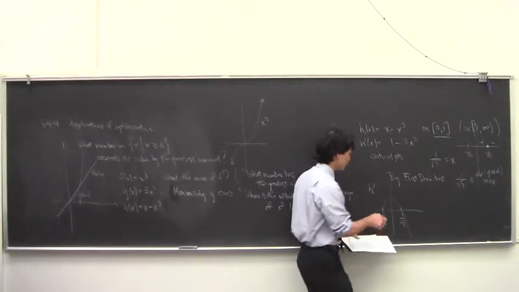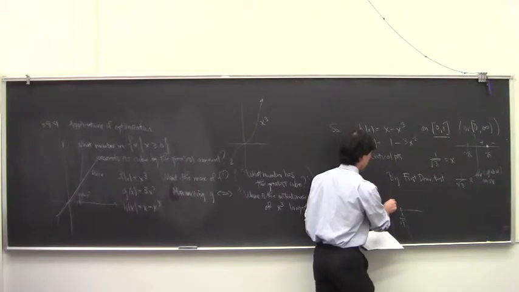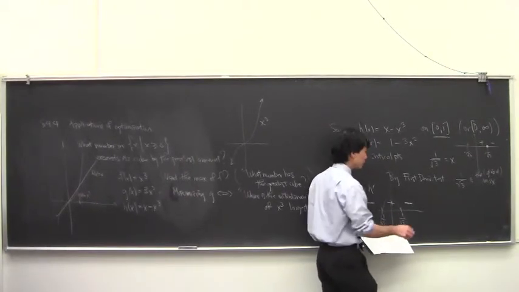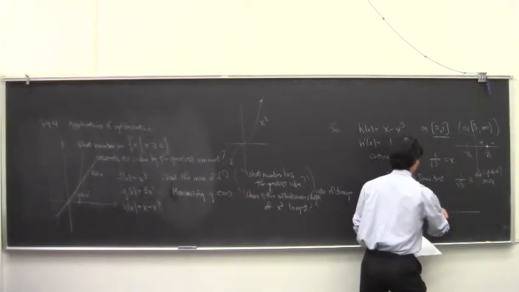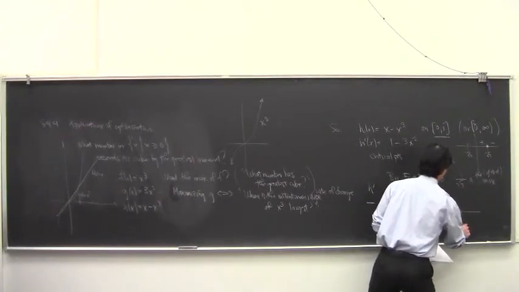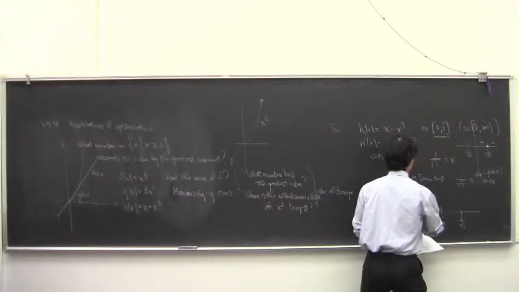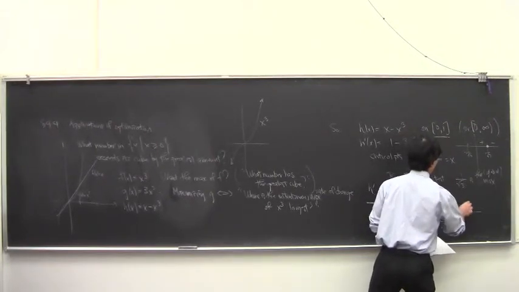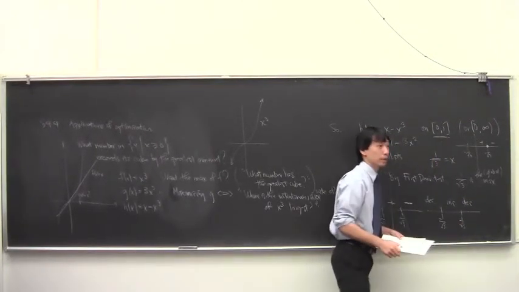Okay, so the derivative is negative here, positive here, and negative here, which tells me that my original function is decreasing here, increasing here, and decreasing here.